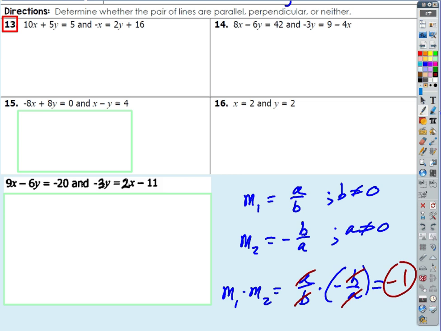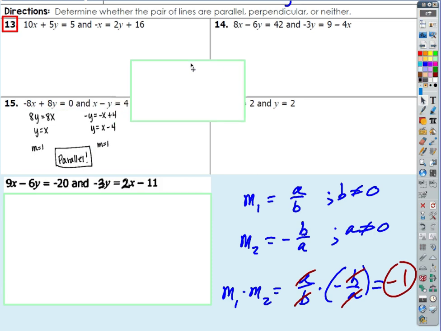So let's look at just a couple of quick examples of this. So what about these two here? If I solve for y in this first one, if I isolate the y, I just added 8x to the other side. Added 8x, and I divided by 8, and I get y equals x. So the slope is 1. How about this guy?